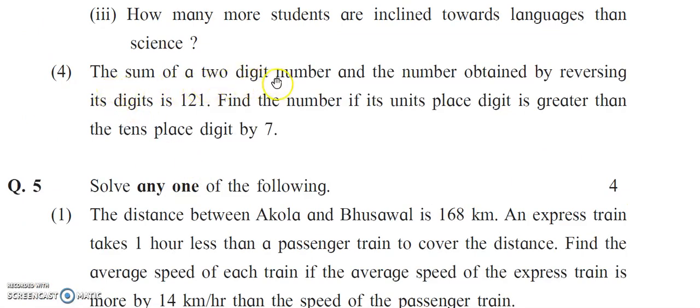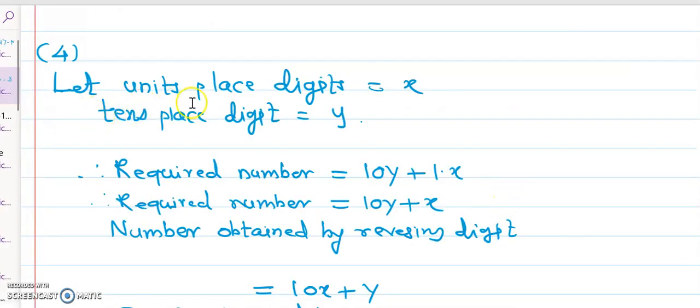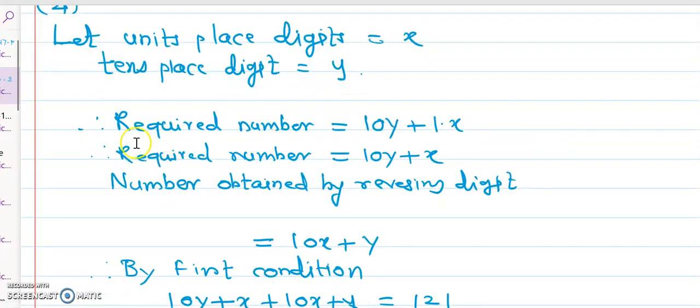The sum of a two-digit number and the number obtained by reversing its digits is 121. Find the number if its unit place digit is greater than the tenth place digit by 7. We'll see the answer. Let the unit place digit equal x, the tenth place digit equal y. The required number is 10y plus 1 into x.